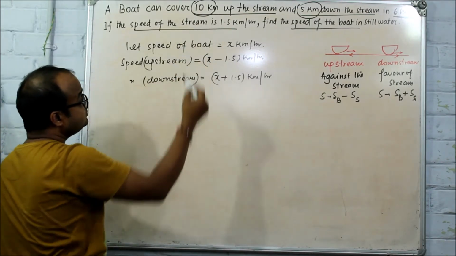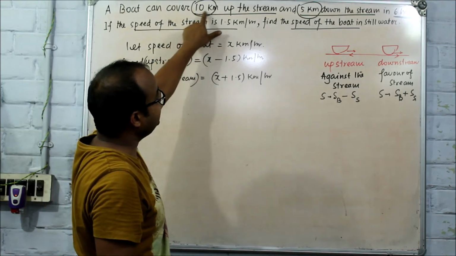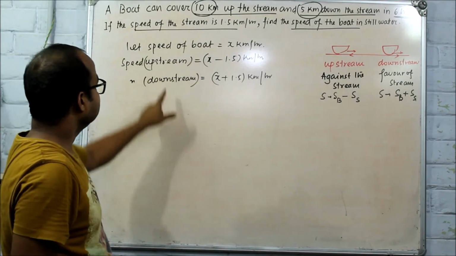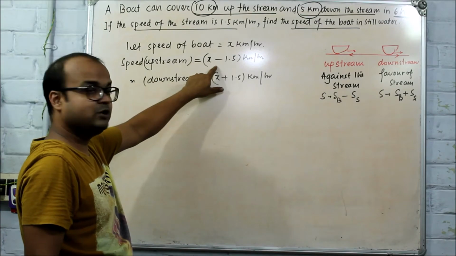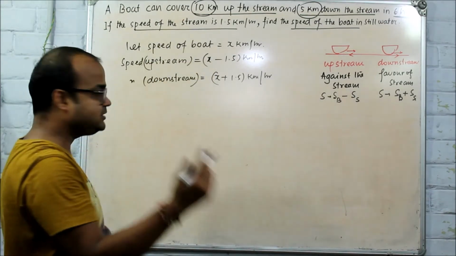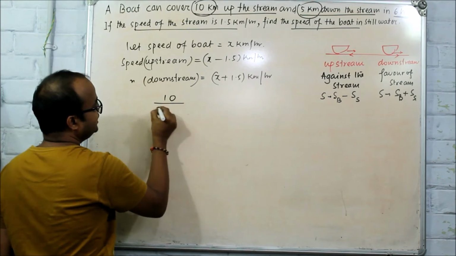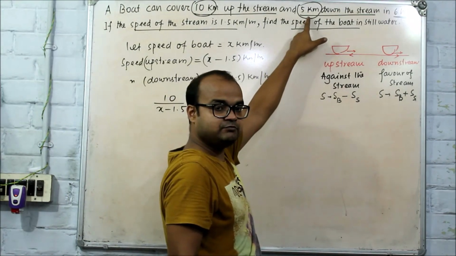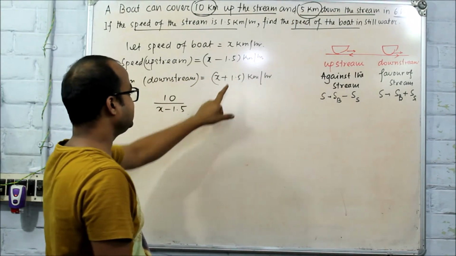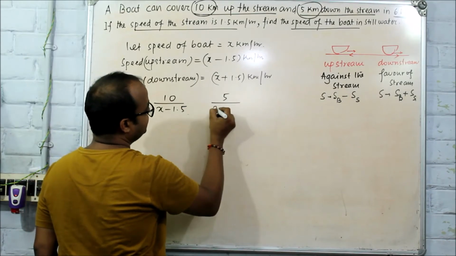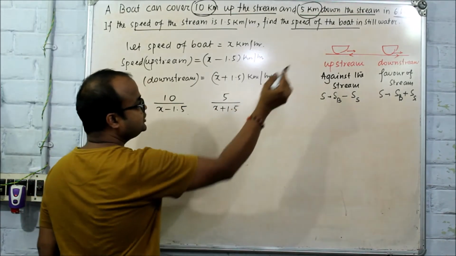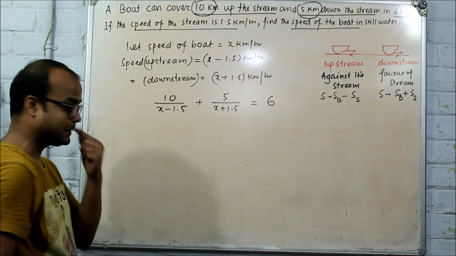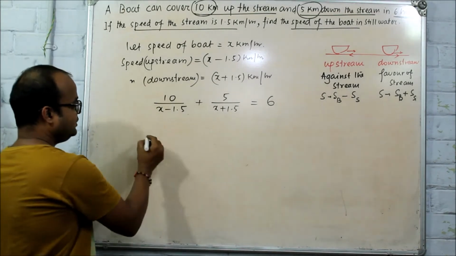Now, distance is 10 kilometer in upstream and speed is x minus 1.5. So distance by speed you will get the time. So 10 upon x minus 1.5. 5 kilometer down the stream, so distance is 5, speed is x plus 1.5, so 5 upon x plus 1.5. And the total time is 6 hours. So this plus this is equal to 6 hours. We form the equation.